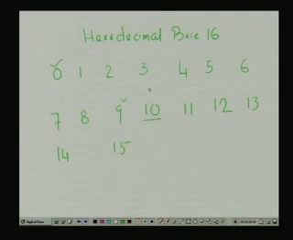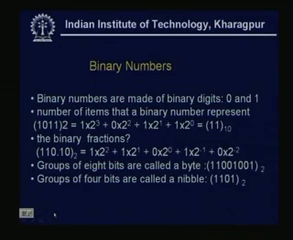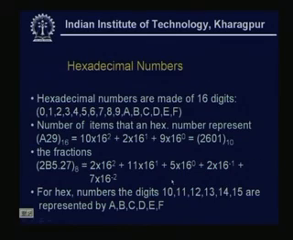this is represented as A, that means A in hex or hexadecimal number system is 10. Similarly, B means 11, C means 12, D means 13, E means 14 and F means 15. So, 0 to 9 and then A, B, C, D, E, F, these are the 16 distinct symbols that are used in our hexadecimal numbers.